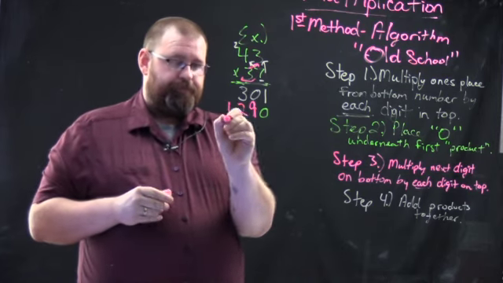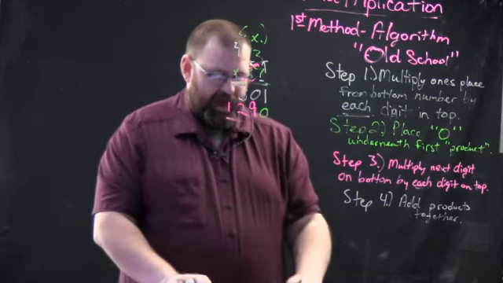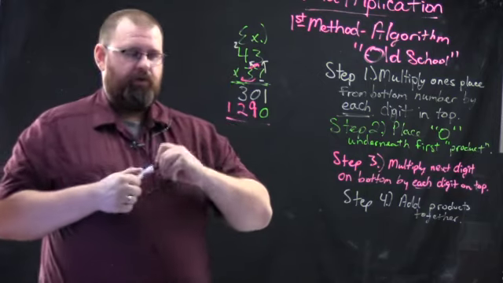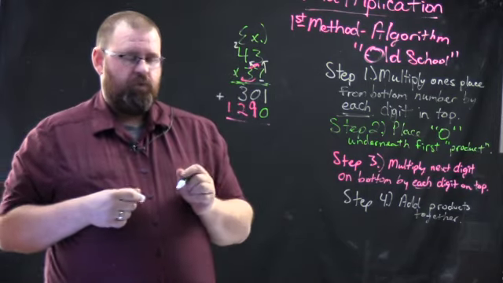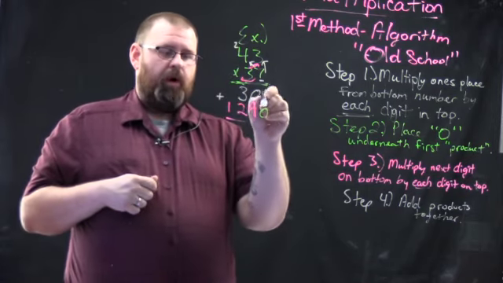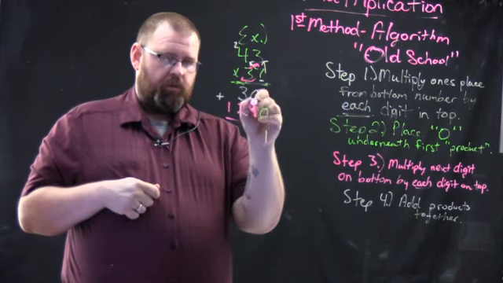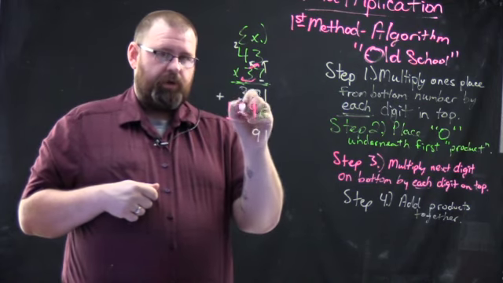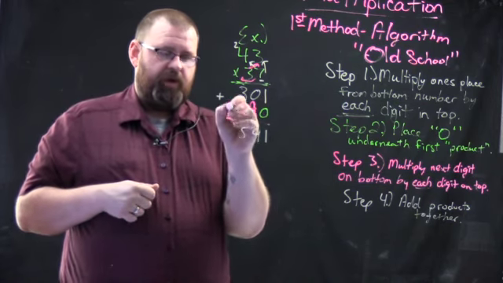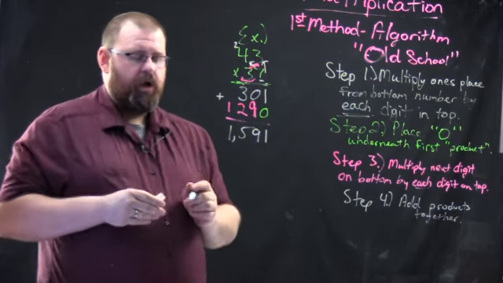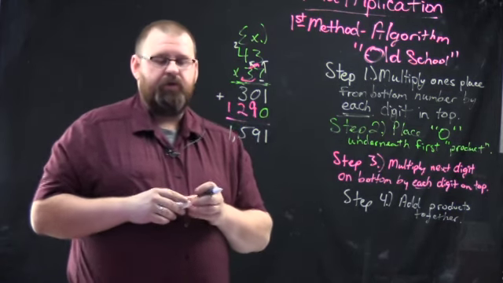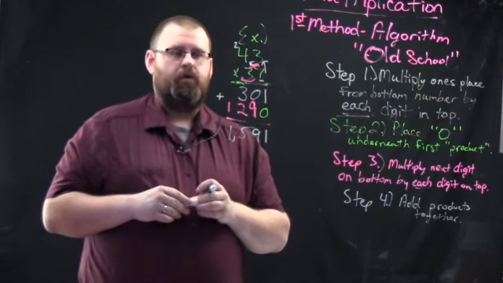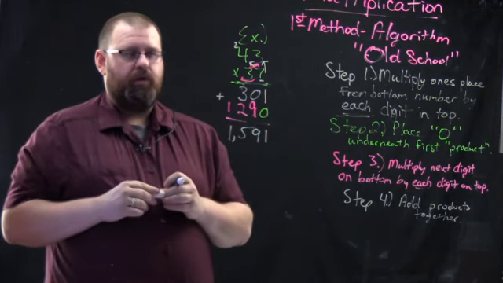Our fourth step, we need to add these products together. We have 301 and we have 1290. We need to add these together. 1 plus 0 is 1. 0 plus 9 gives us 9. 3 plus 2 gives us 5. Then we have the 1 right here in the thousands place. So the answer is 1,591. That is our answer for 43 times 37.